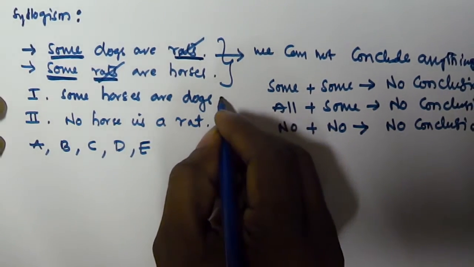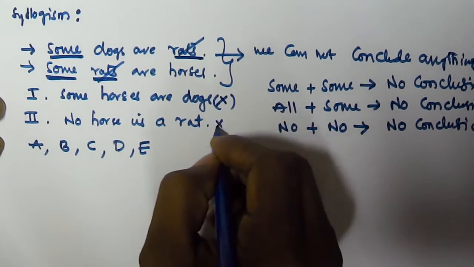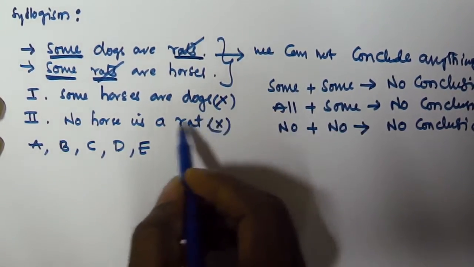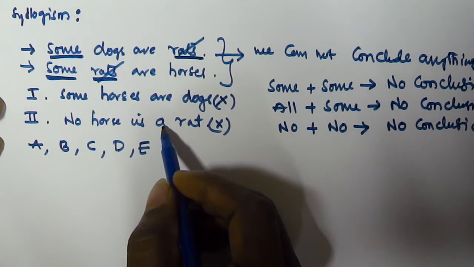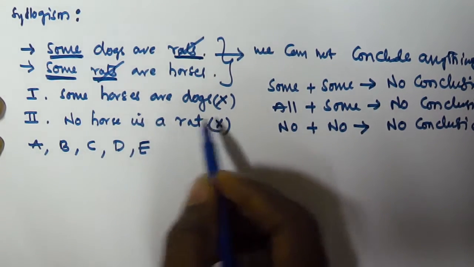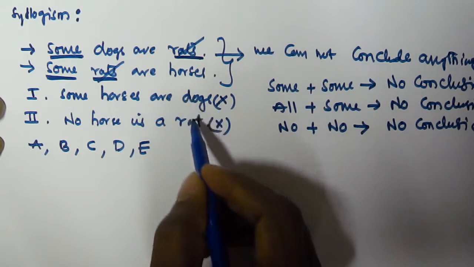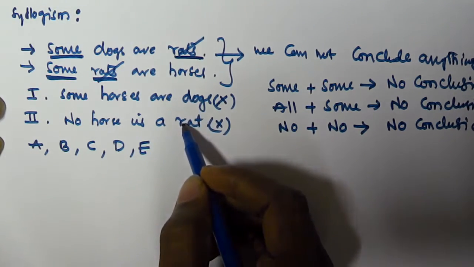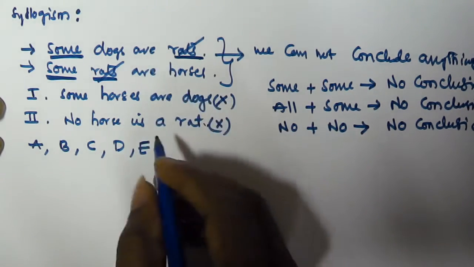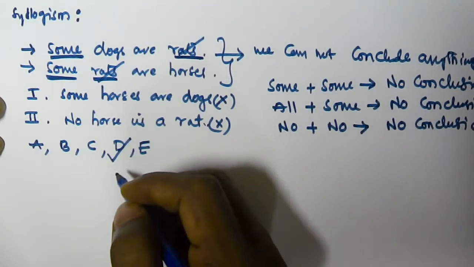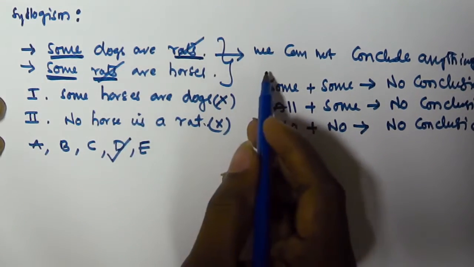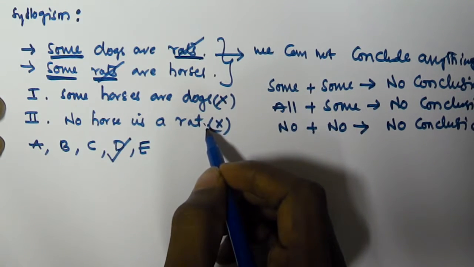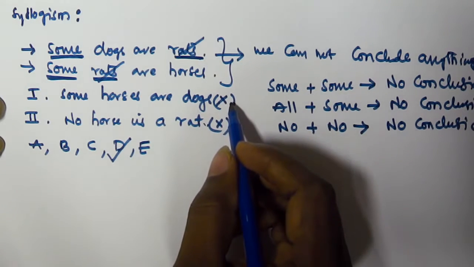So that means the given two conclusions are going to be false only, because we cannot conclude anything with this rule. We cannot prove that these two given conclusions are true. So the given two conclusions are always going to be false in this kind of case, and we have to select option D only.